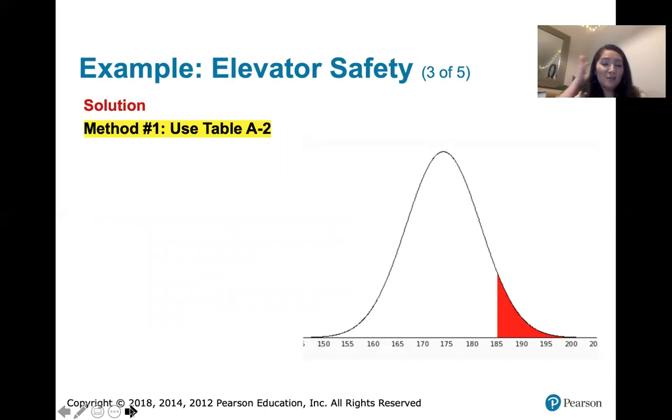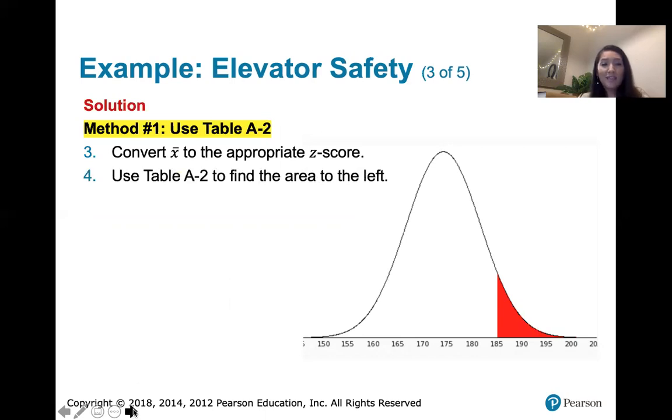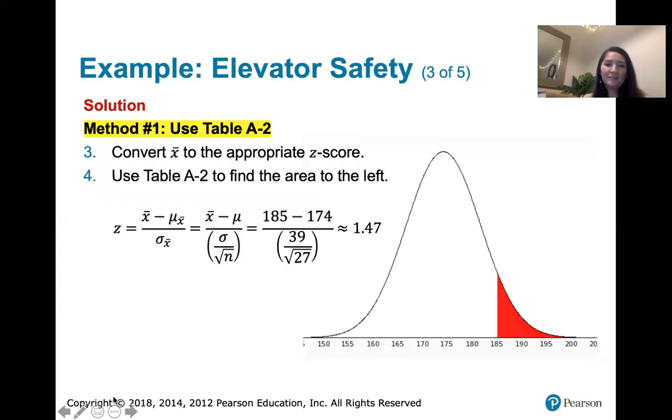Okay, so I'm going to show you how to do this both ways. With table A2, this is what we do. The first thing we do is take our x value of 185 on that boundary there, and convert it to the appropriate z-score. Then we use table A2 to find the area to the left. And then we'll take 1 minus the area to the left to get the area to the right. So first we compute the z-score this way.